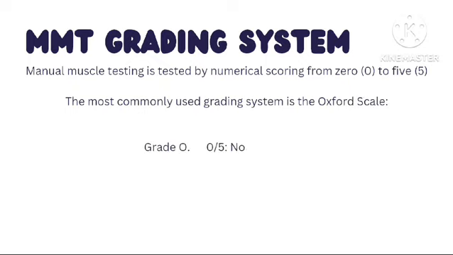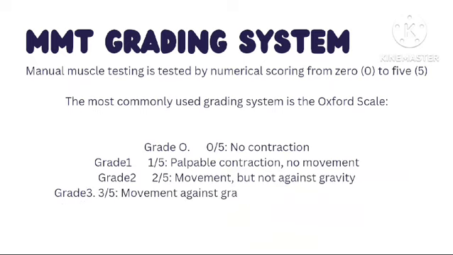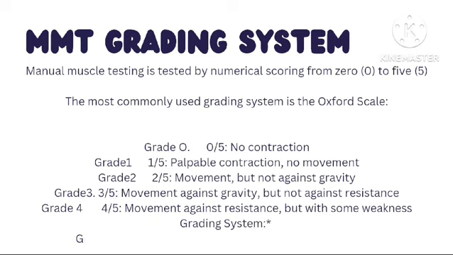Grade 0 refers to no contraction. Grade 1 refers to a palpable contraction visible on the muscle. Grade 2 refers to movement visible on the muscle but not against gravity. Grade 3 refers to movement against gravity but not against resistance. Grade 4 is where the movement is against resistance but with some weakness found in the muscle. Grade 5 refers to movement against the maximum resistance given by the therapist.